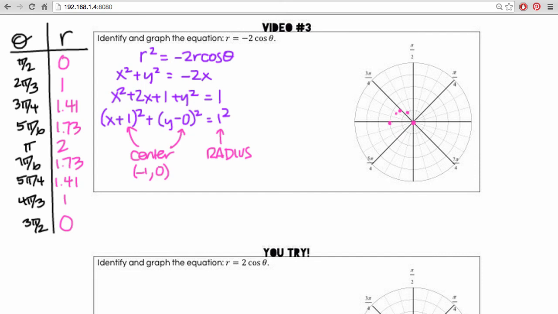At 7 pi on 6, you're at about 1.73. At 5 pi on 4, you're at about 1.41. And finally, at 4 pi on 3, you're at 1. And we can connect our points to get a circle. And that's it.